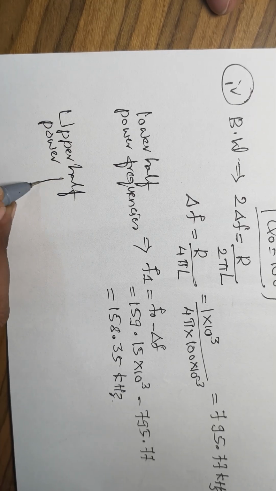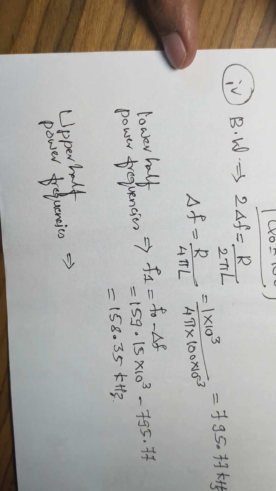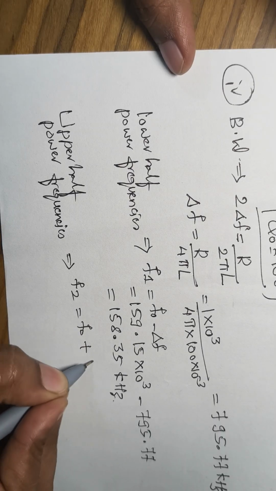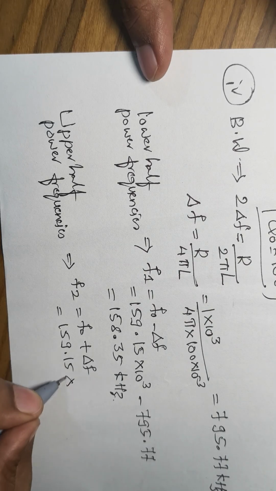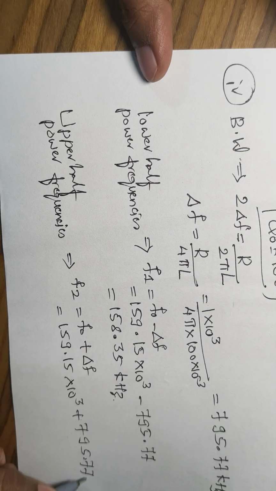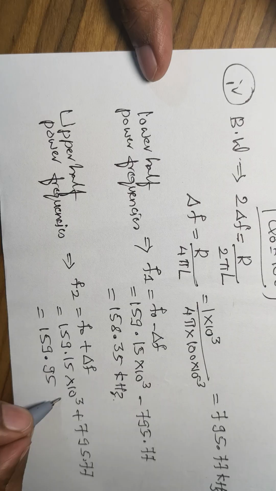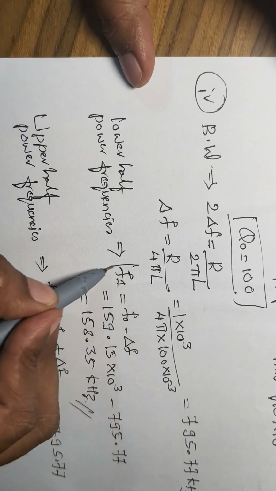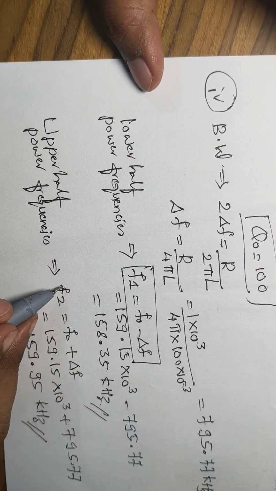Okay, then next you have the upper half power frequency, that is f2 is equal to f naught plus delta f. So it is 159.15 into 10 raised to 3 plus 795.77, which gives 159.95 kilohertz.